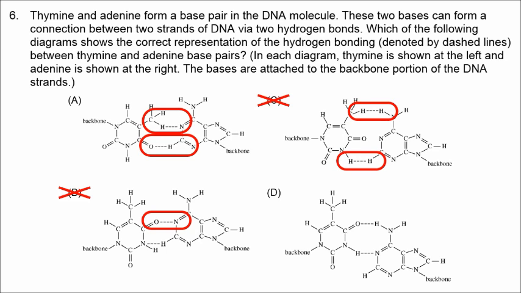And you can see that in choice D, the hydrogen is directly bonded to a nitrogen, and the dotted line coordinates it to either an oxygen or a nitrogen. So number 6 is D.